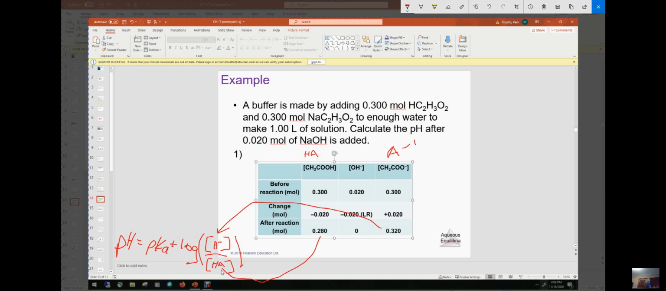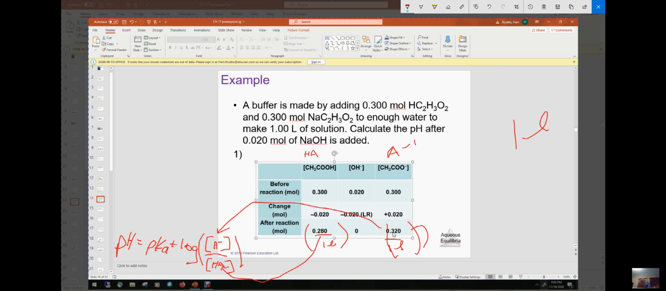Why is it okay to put moles in here? Because I had a 1 liter solution. So these are not only moles, they're also molarity, because remember they were divided by a 1 liter solution. So they're concentrations as well. Divide by 1 liter, you still get 1 molar. So that's nice about the Henderson-Hasselbalch equation. You'll see the next one.